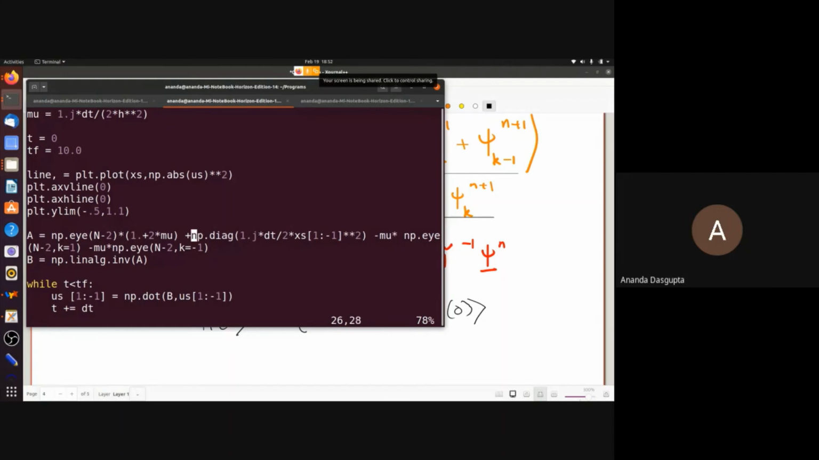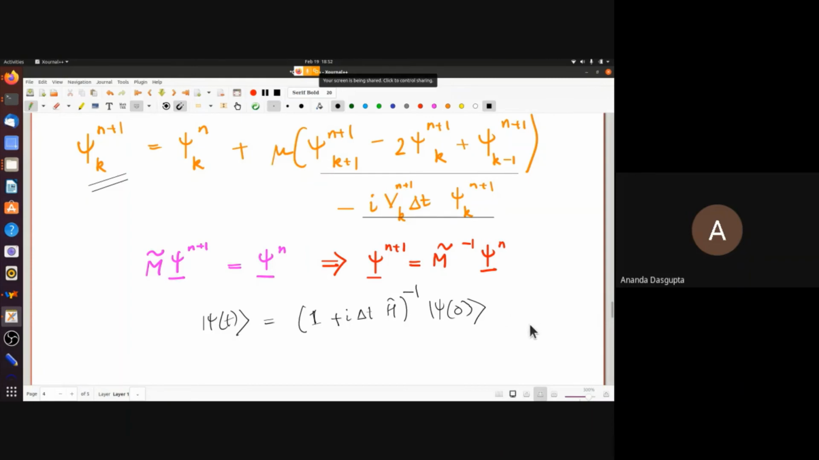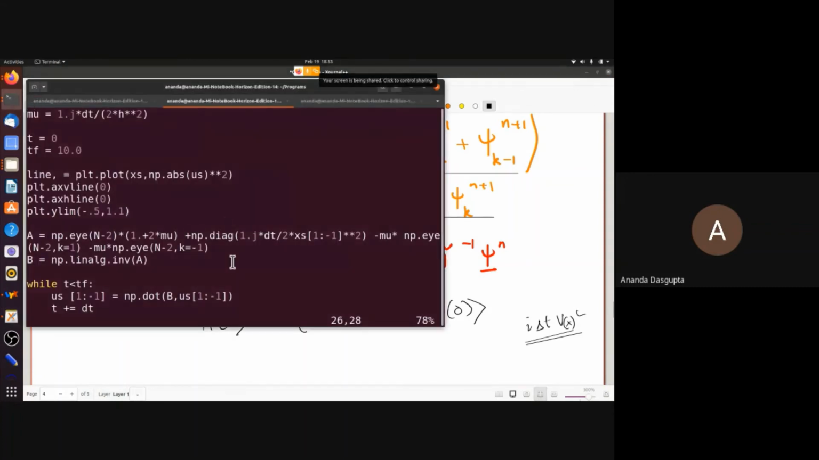And the only new thing that I put in is a potential. Remember, the potential is an additional term which goes down the diagonal, which is i delta t Vx, right? That was the term which goes in the diagonal. So that's what I put in.